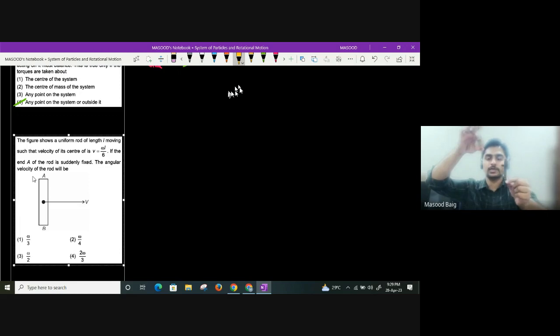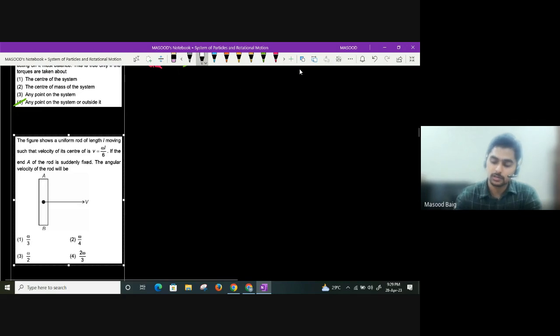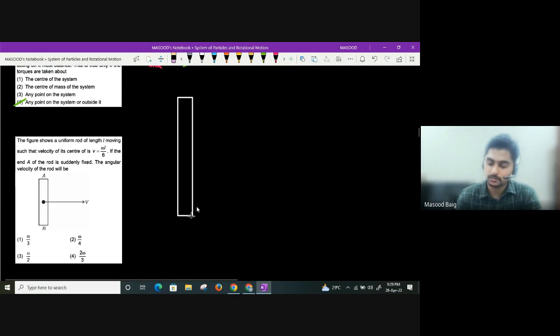Initially, you see, it is coming like this. It is translating. As soon as I fix this end, it will not be moving, so it will be rotating. So here what will happen? Translation is getting converted into rotation. So due to translation, what are we going to have? It's a very important question, guys. Due to translation, we are going to have which angular momentum? We are going to have orbital angular momentum.